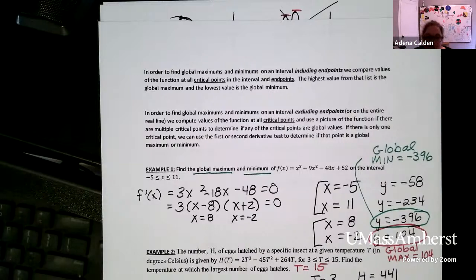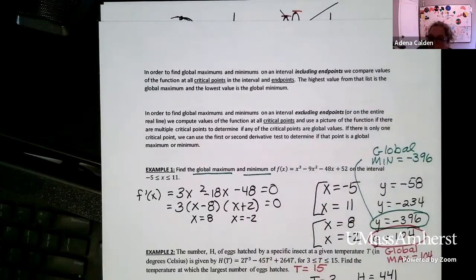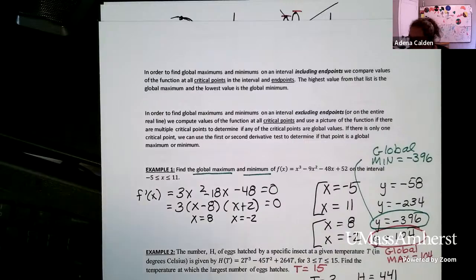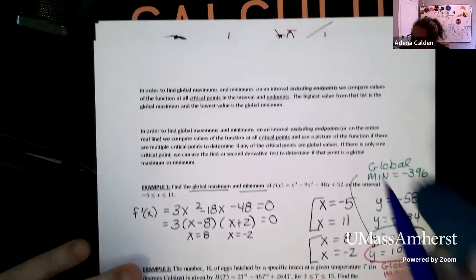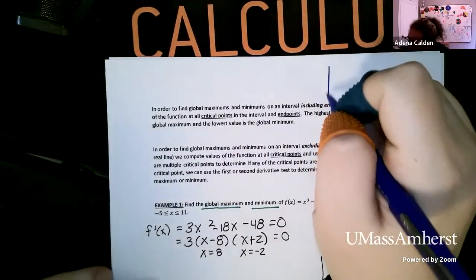And when we do that, there's a couple things that can happen. If there's multiple critical points, so more than one, we are going to use a picture. So we're going to graph the function to figure out if those critical points are global maximums or minimums. So why would we do that? Let's say, for an example, we have a function that looks like this.